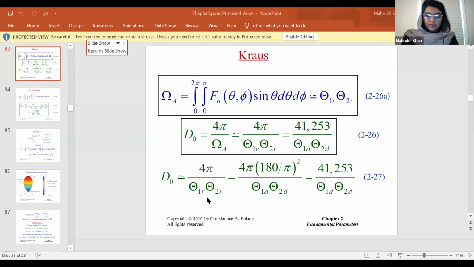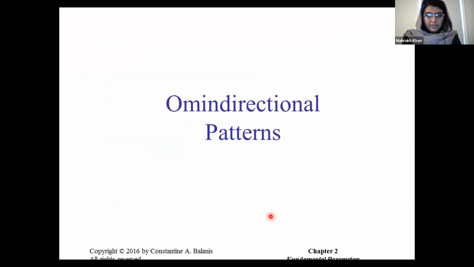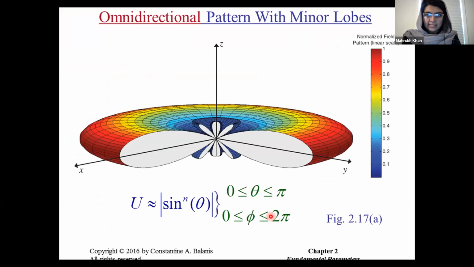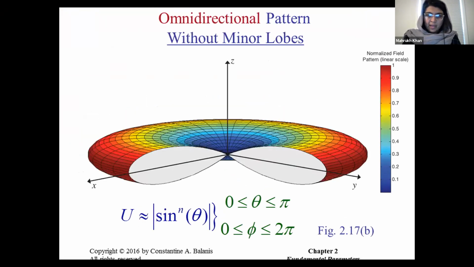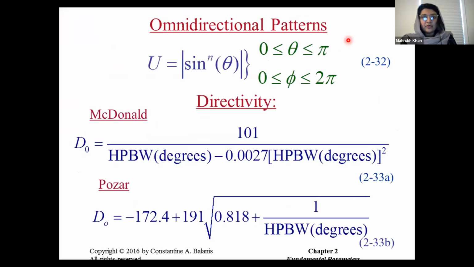Okay, so these were the approximations we saw in the directional pattern. For omnidirectional pattern, we can see that this is our radiation intensity in terms of sine. Then if we move, this is with the minor lobes, and this is without minor lobes. So if you move here, you can see that there are two types of approximation we are dealing with. One is the McDonald's approximation, and the second one is the Poisson's approximation. So we are dealing with another two types of approximation for omnidirectional pattern.